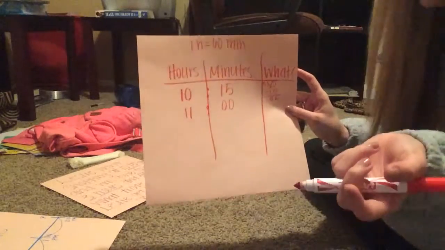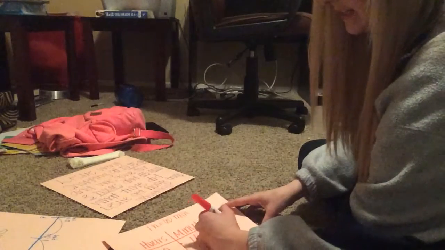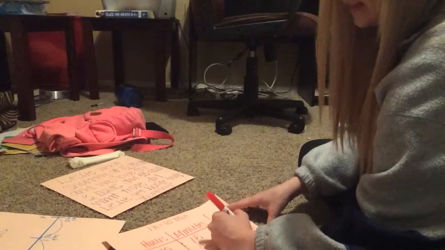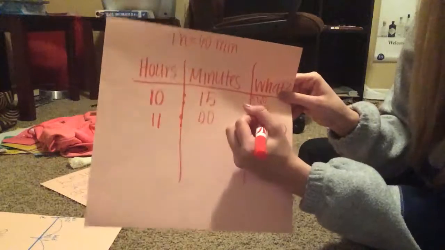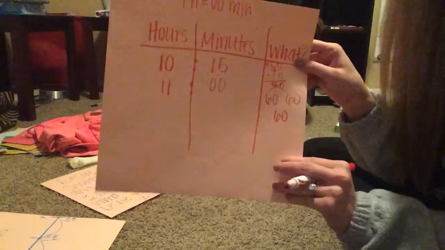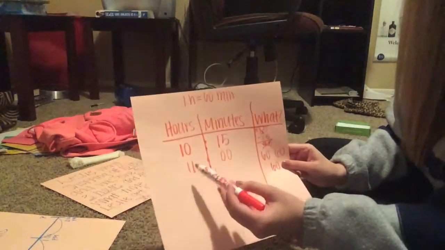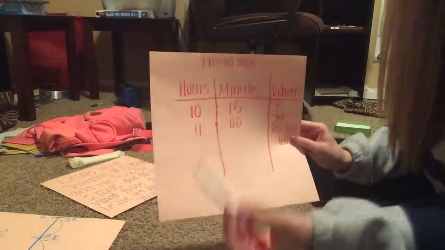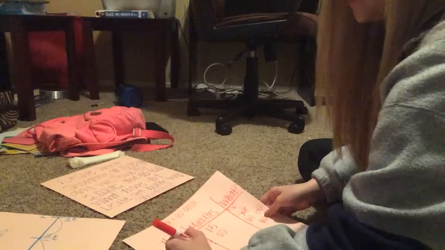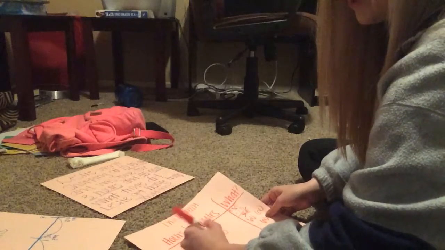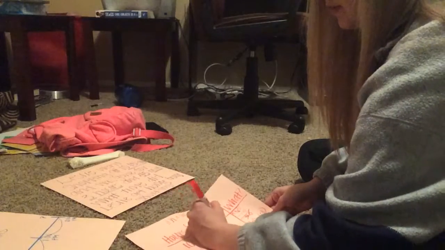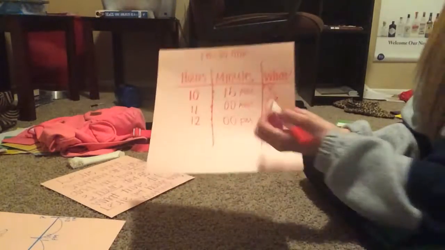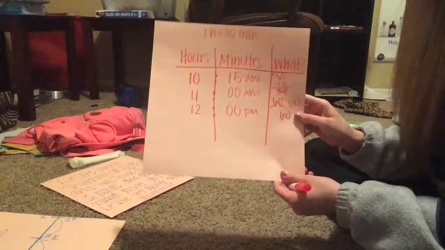And now I just need 3 more hours. So I'm going to write 60, 60, and 60 in my third column, because each 60 represents 1 hour. I can go on and cross my 45 out because I've already used that. So now I'm going to add 60 to 11. So 60 minutes is 1 hour, so the 11 becomes a 12 o'clock p.m. So I'm going to cross my 60 out because I've used one of my 60s. Now on to the next 60.